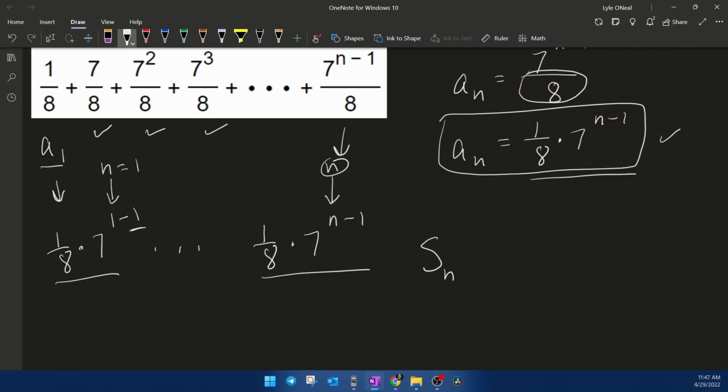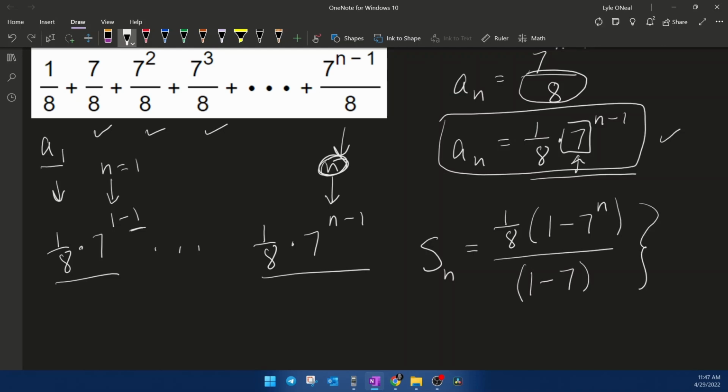So here we can have the sum of the n terms, knowing that we're going to n, is going to be the first term, which is 1/8, times 1 minus r. Remember, r is the common ratio, or also the base of the exponential, to the n. N stays in this case, all over 1 minus r, which is 1 minus 7. And now all we need to do is simplify this rational expression into the format that MyLab Math wants.